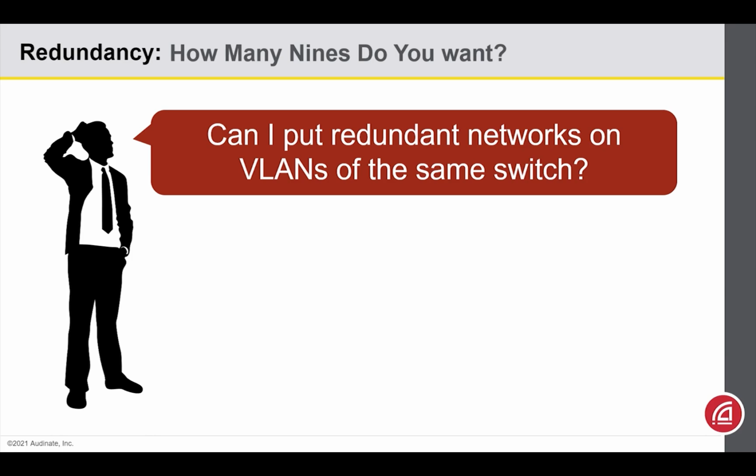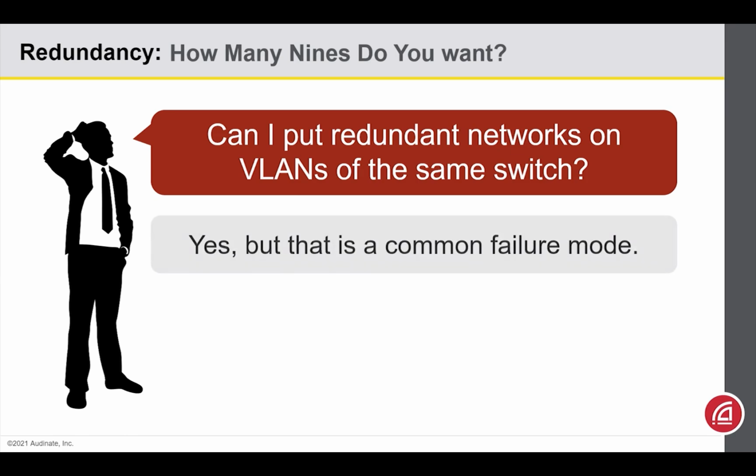So finally, we often get a question about whether we can use a common switch for both primary and secondary networks. Just split them on different VLANs. Yes, that will work, but that will create a common failure point in the design, right? If the power was to go out, it would take down that switch with your primary and secondary VLANs on it.